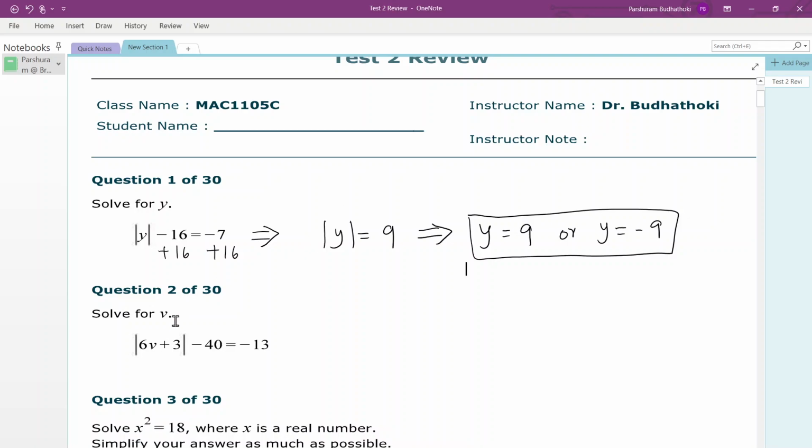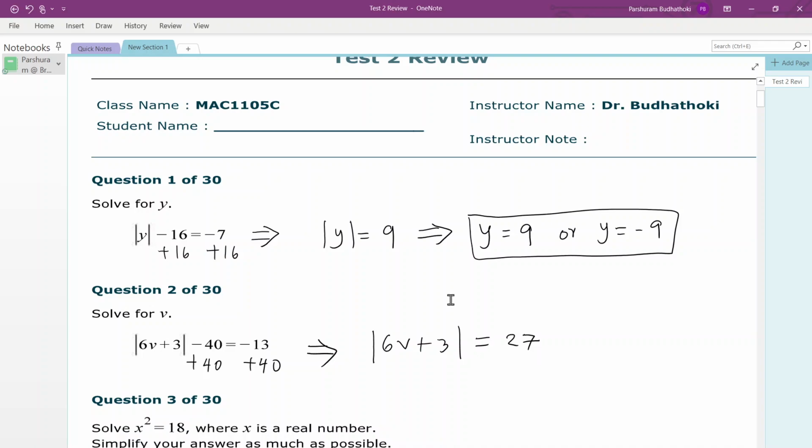So let's go to number 2. We can use the very same idea here. First of all, we just want the absolute value on one side and everything else on the other side. So in this equation, I'm going to add 40 to both sides. In that way, on the left side, you can see absolute value of 6v plus 3 is equal to 40 minus 13, which is 27.